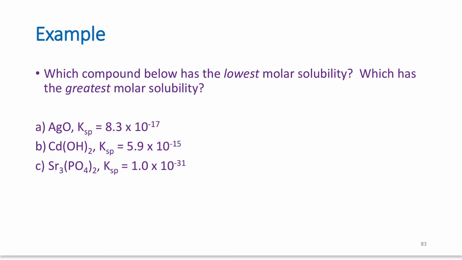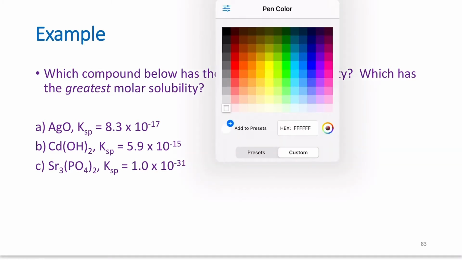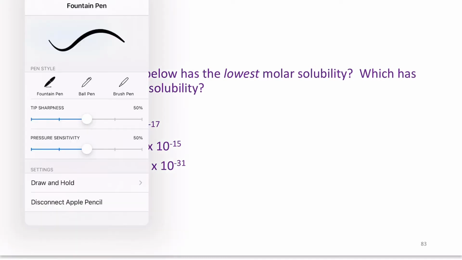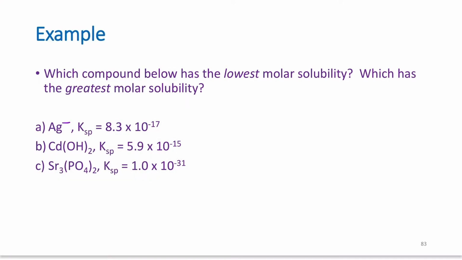So let's look at, that should definitely be an AgI. Just realized that that is written as an O. I don't know how I didn't notice that before. Let's change that to an I. That should be AgI, and the Ksp is 8.3 times 10 to the negative 17. So we're going to look at each one individually and figure out its molar solubility.